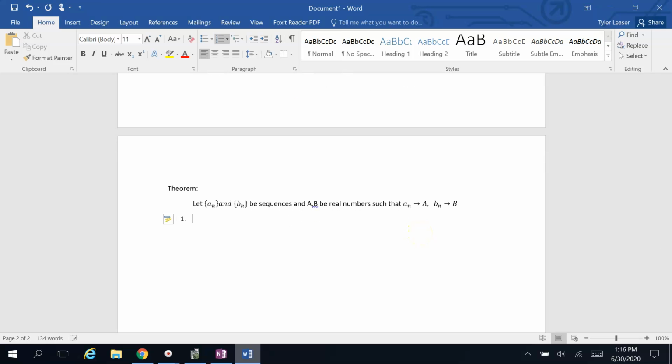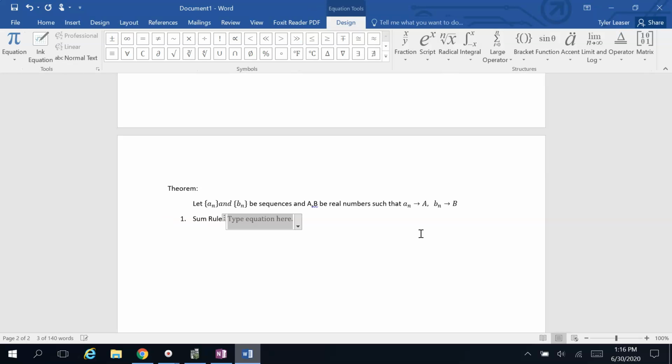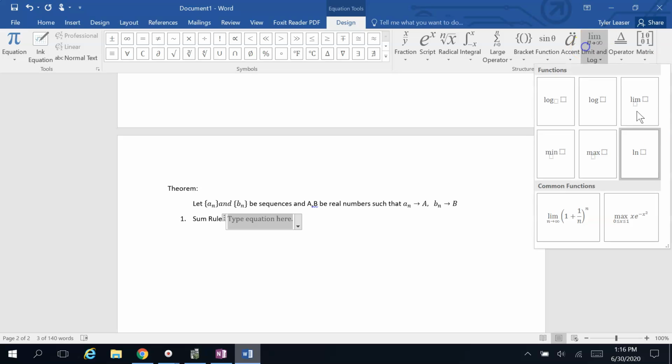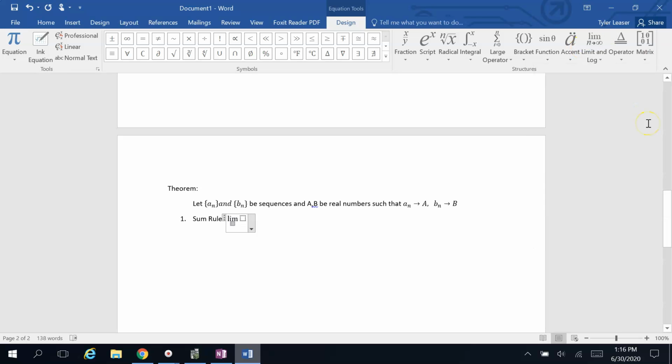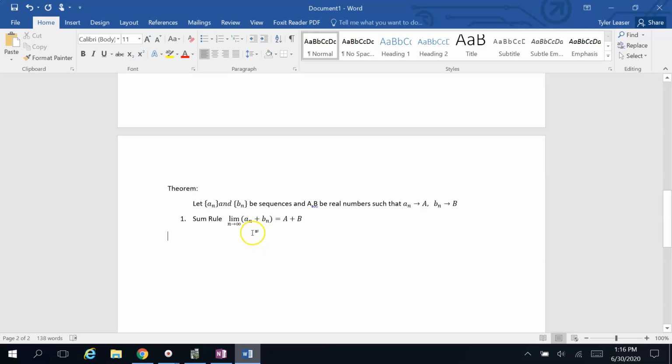There's a bunch of different properties that we can then say about this. The first one's called the sum rule. What the sum rule says is that if you take the limit as n goes to infinity of the two sequences added together, a sub n plus b sub n, this is going to converge to the two limits added together. So if you add the sequence values together independently for each index, then it still converges to the sum of the two limits.